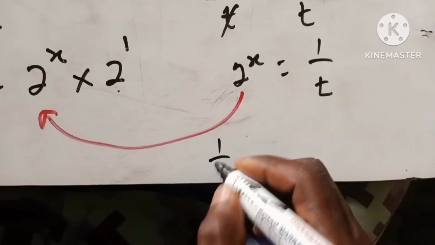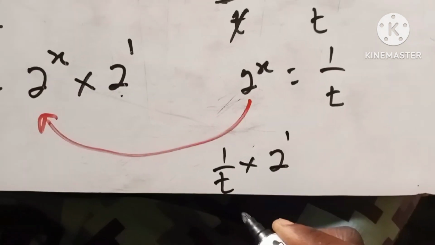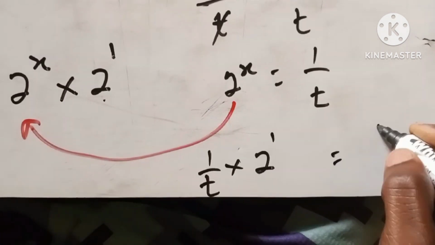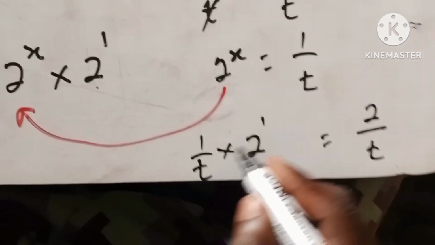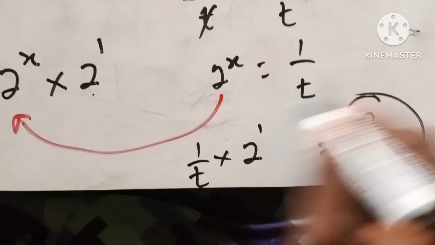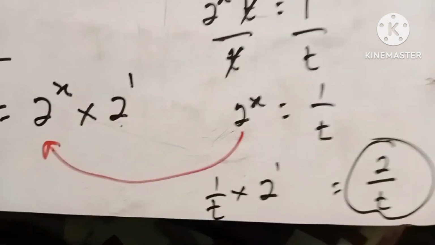So we have 1/t from here, and then multiplied by 2 exponent 1, right? Which is the same as 2. So this is going to be 2 over t, right? The top one multiplied by the top and the bottom one, we have the same answer. So this should be your final answer as required, right? So this is very simple, straightforward.